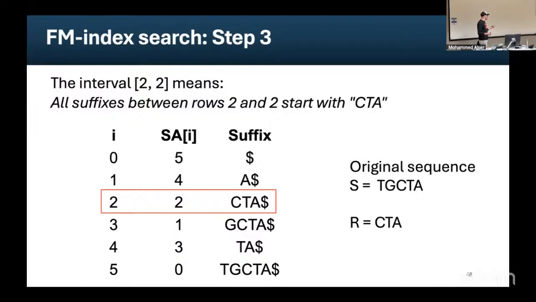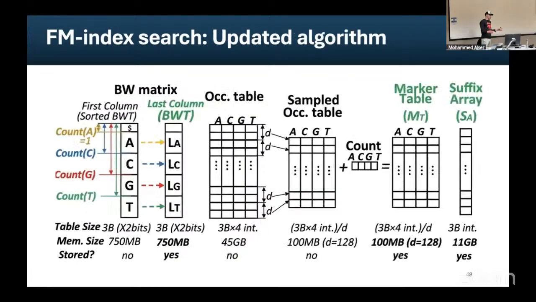So just like that, we found the read CTA in the sequence EG CTA. And so that was the default, the normal FM index search and Burrows-Wheeler transform. So now, what was the novel thing introduced in this paper? This is the overview of the updated algorithm.